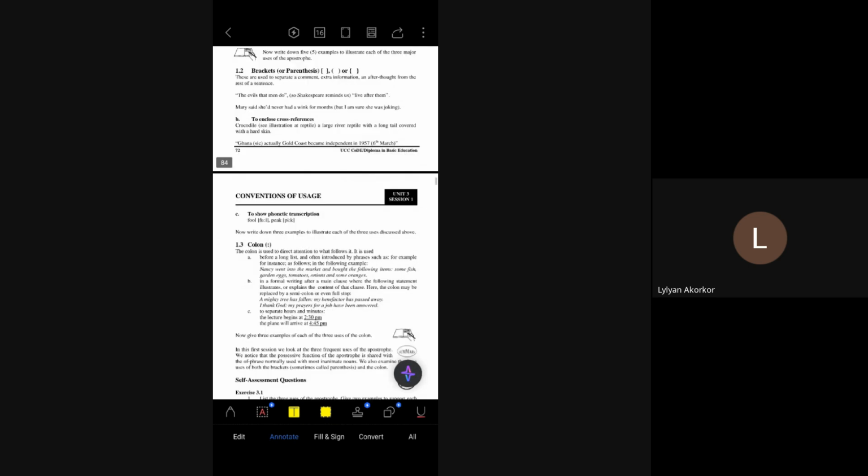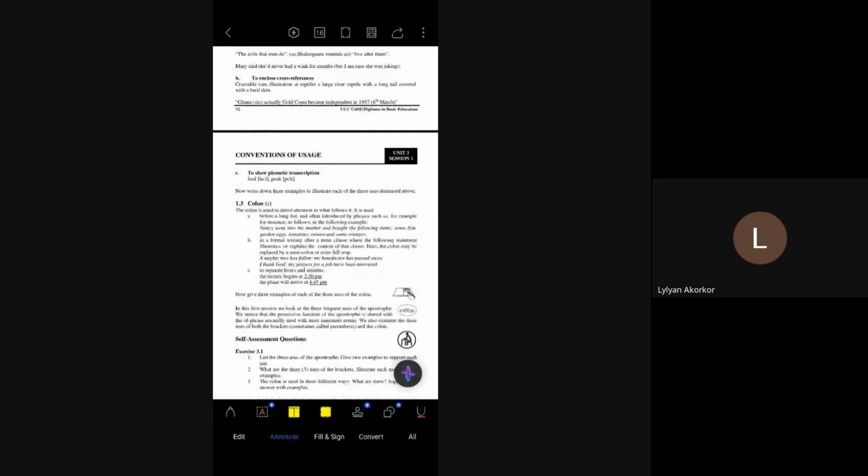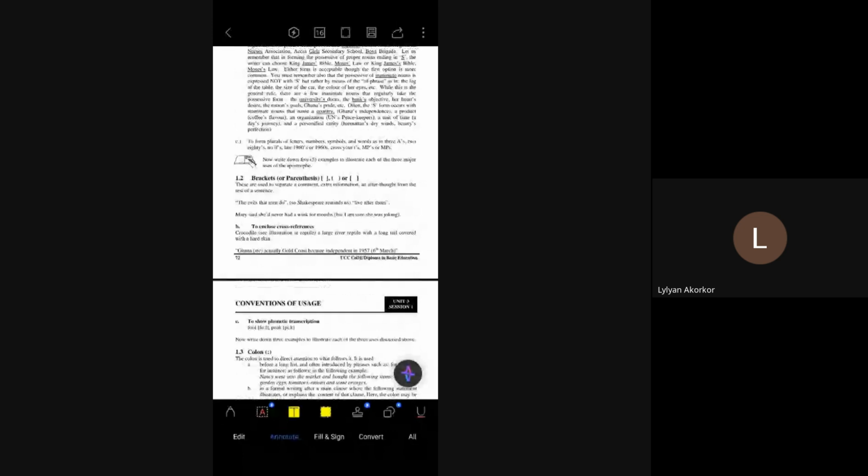All right, so let's quickly go to brackets or the parentheses. When you say brackets, mostly we associate it with the two semicircles, but we have the square brackets, we have the semicircle brackets, and we have the ones that we mostly use in mathematics.